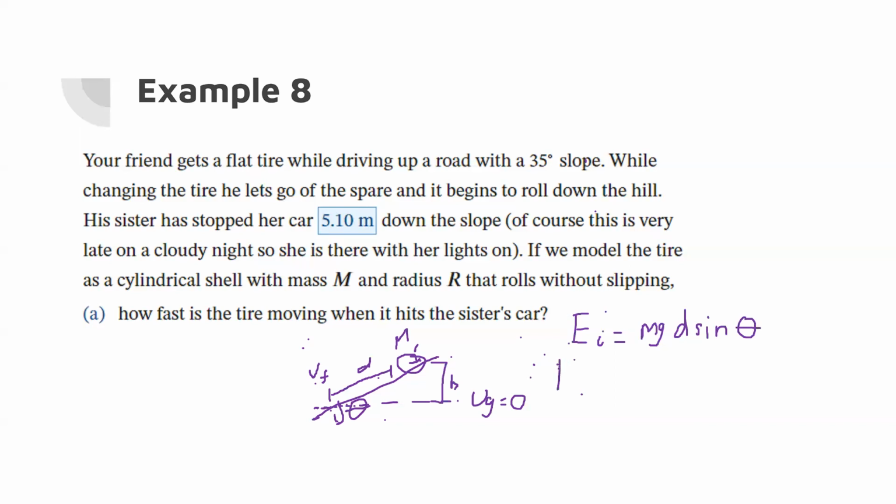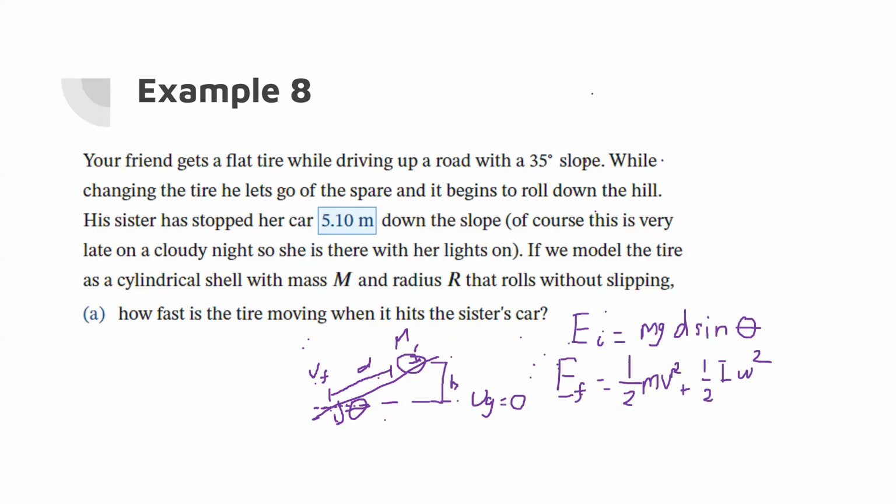And then my final energy, in this case, since it's rolling, I'm going to have both rotational kinetic energy and translational kinetic energy. So for my translational, I know that's 1/2 the mass of the tire times its final velocity squared, which I'll just call v because we don't have an initial velocity. And plus, it's going to be 1/2 the moment of inertia times omega squared, like that.